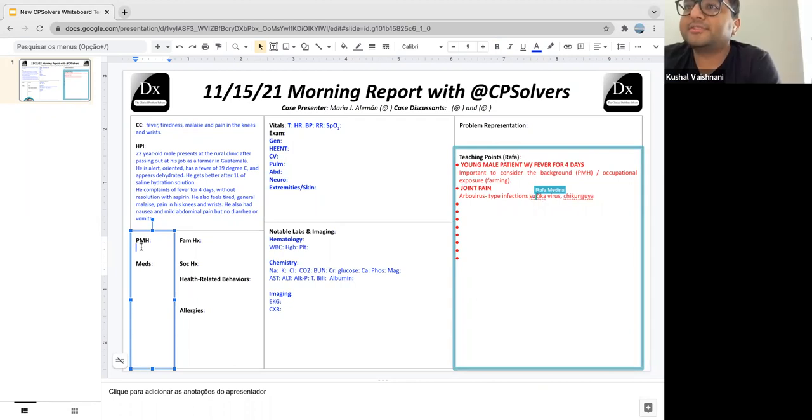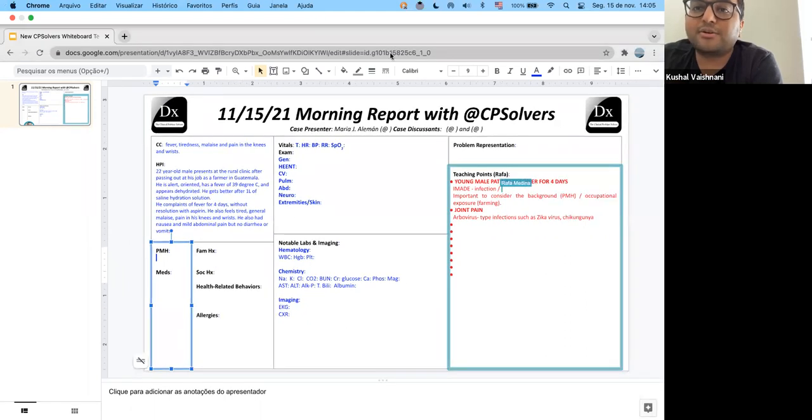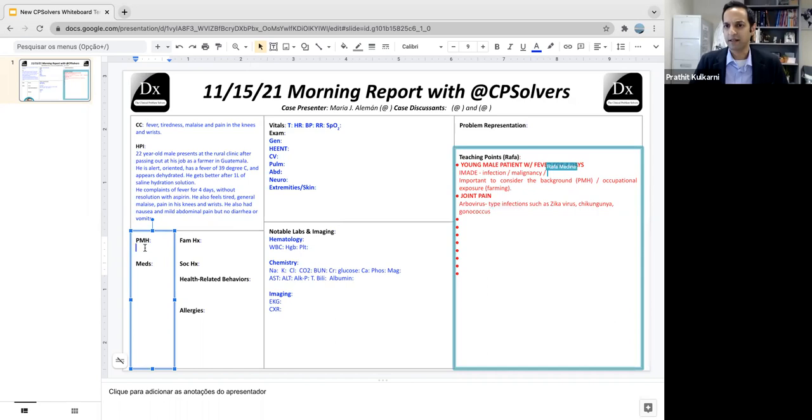Yeah, chat has also some wisdom pouring in. People are mentioning the IMED mnemonic from CP solvers that we think of in any case of inflammation: inflammation, malignancy, autoimmune, infection, drugs, and endocrine. People are mentioning HIV, syphilis, dengue fever, gonococcal, all good thoughts. Do you want to elaborate on any of this, Dr. Kulkarni?